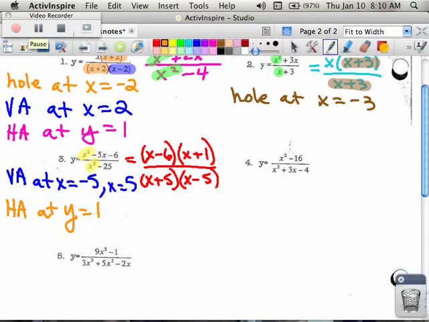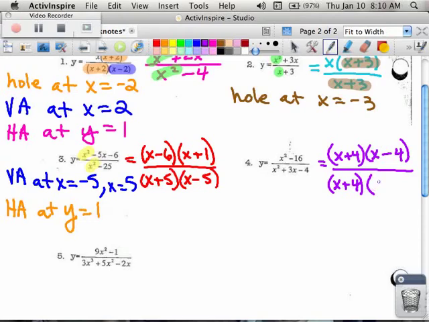Number 4 is very similar to number 3. I'm going to factor to begin with. If I factor to begin with, on the top, I have x plus 4 and x minus 4. On the bottom, I'm going to have x plus 4 and x minus 1. Again, if factoring is not your strong suit, you can come see me later and I'll help you out.